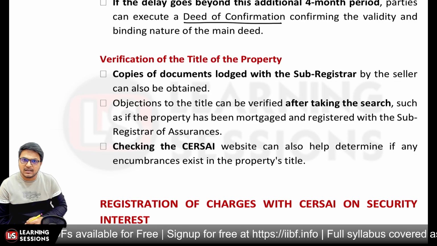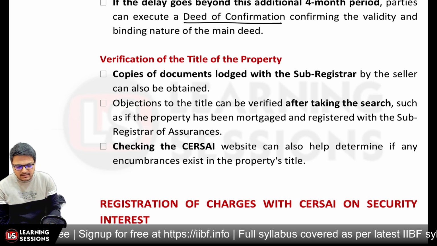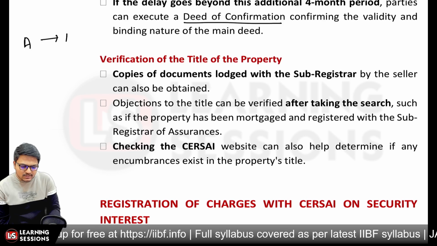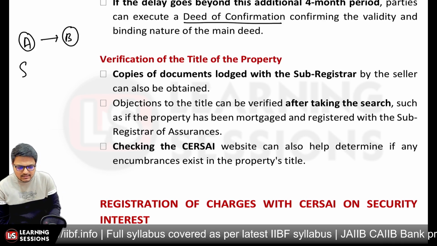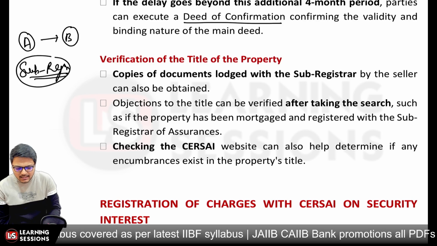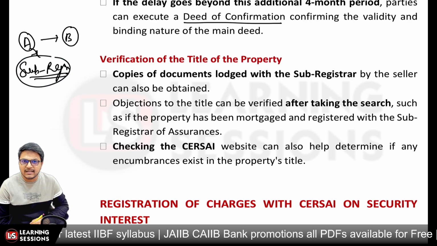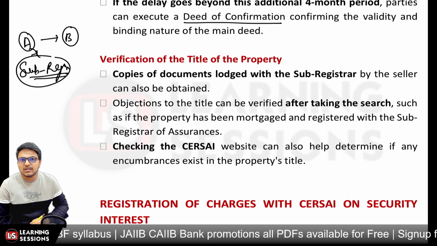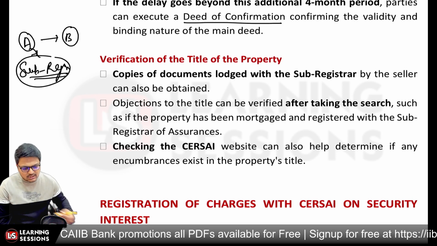You can be taking the copies of documents lodged with the sub-registrar, right? Let's say previous seller, person A, sold the property to person B, and you want to verify the title deed document over there. You can be visiting the sub-registrar office, and further you can be asking for the copies of the title deeds over there, or the documents lodged for the title deeds over there.